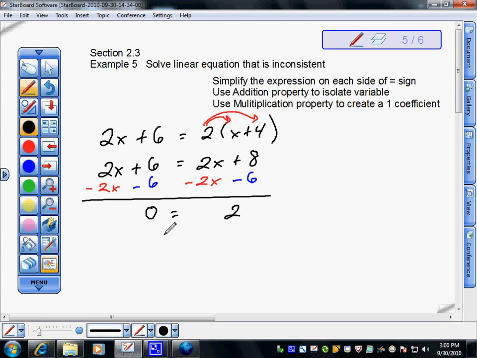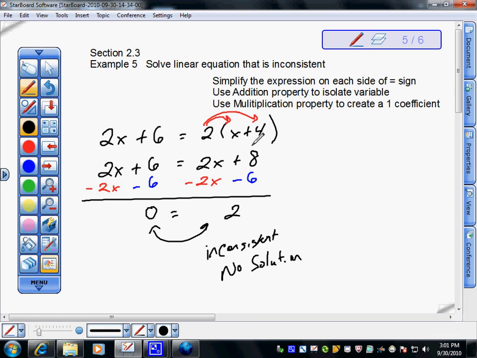Now a very common mistake that students will make here is they'll end up saying, well, x equals 2. They will force this to be a variable. No, if they go away, it's a 0. And when you end up with a statement that says 0 equals 2, the question of the day is, when is 0 ever equal to 2? It never is. So this is an inconsistent equation, and it has no solution.